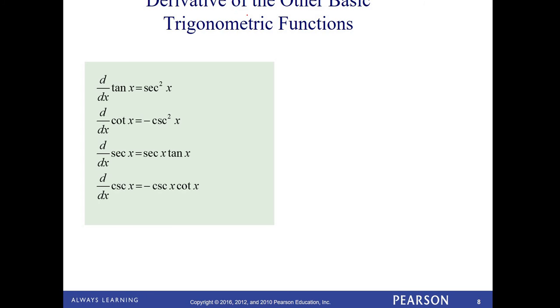Derivatives of other basic trig functions. So the derivative of tan is secant squared, cotan is negative cosecant squared, the derivative of secant is secant x tan x, and the derivative of cosecant is negative cosecant x cotan x. Again, these are all rules that we should have memorized from AB. And that is it, pretty simple.